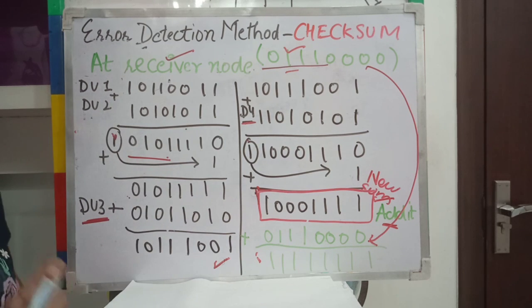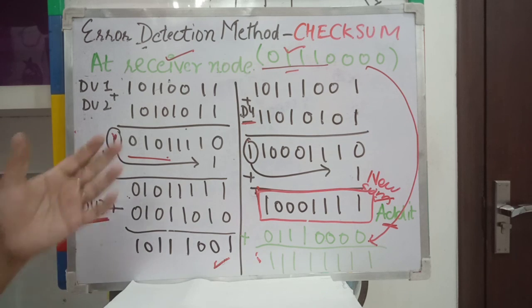So this is the way we calculate the error detection method, that is checksum.